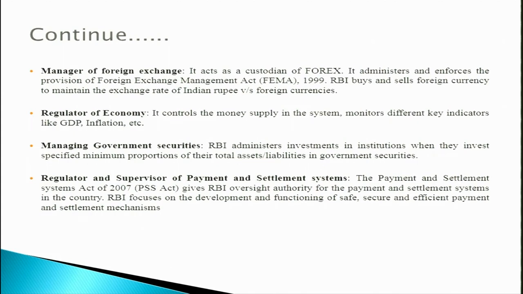Then regulator of economy: it controls the money supply in the system, and monitors different key indicators like GDP, inflation, and all these fiscal policies, financial policies, banking policy. So it regulates the entire economy. Managing government securities: RBI administers investment in institutions when they invest a specific minimum proportion of their total assets and liabilities in government securities. Regulator and supervisor of payment and settlement system, this is very important, PSS.